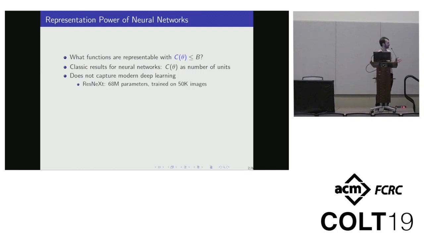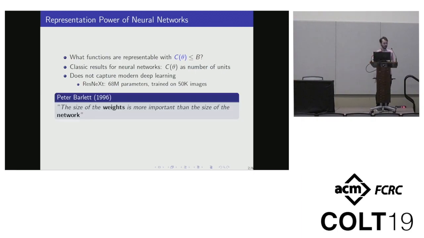The problem is these results don't really capture what we do in practice, especially in deep learning, where it's fairly common to have models whose number of parameters are 3 orders of magnitude larger than the data sets they trained on. I would even say that this ResNext model, for example, is essentially infinite compared to the data set it's trained on, which consists of only 50,000 images. So perhaps the size of the network in terms of number of units or number of parameters is not really the object we should be looking at when asking these kind of questions.